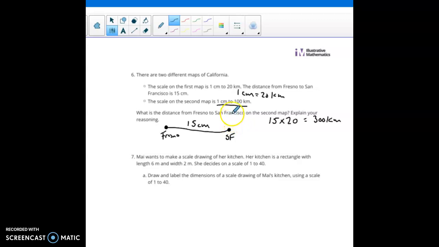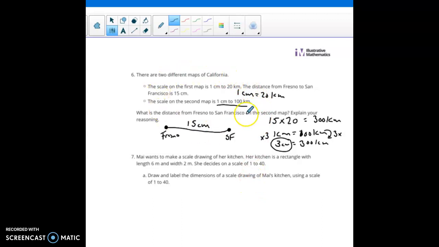And here's our question. If it's 1 to 100, so 1 centimeter equals 100 kilometers, and I have 300 kilometers, how many centimeters do I have? Well, to get from here to here, I had to multiply by 3. So if I multiply by 3 here, 3 times 1 is just 3 centimeters. And that's my answer.